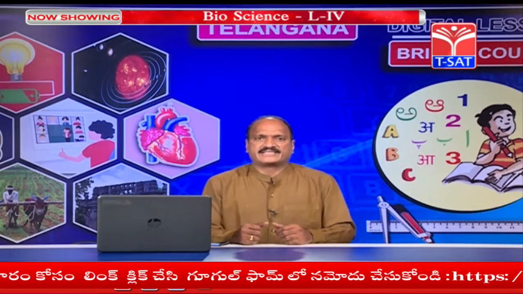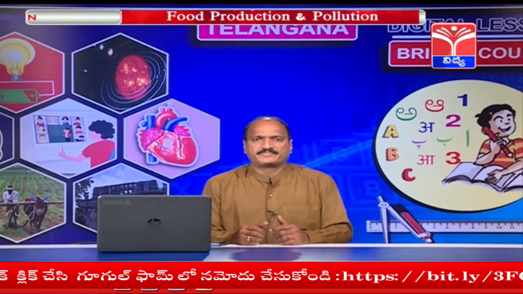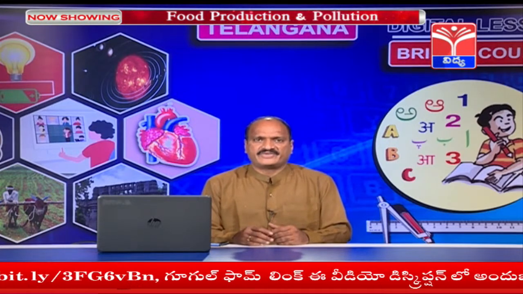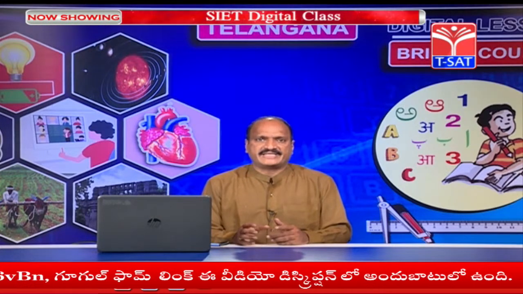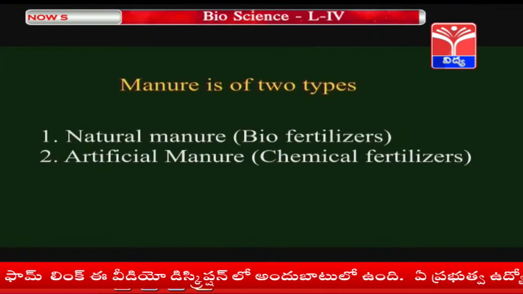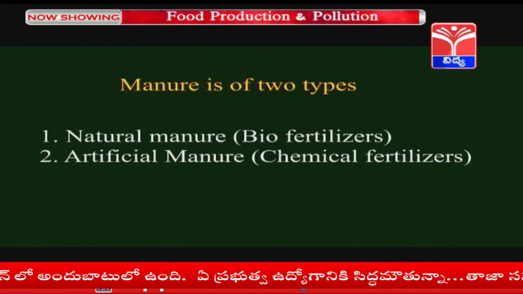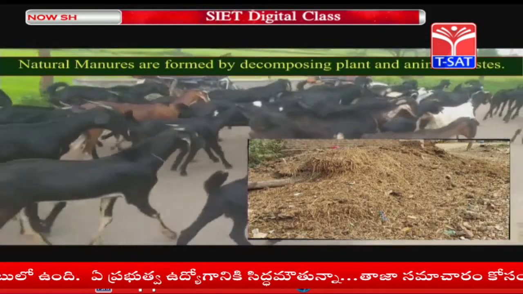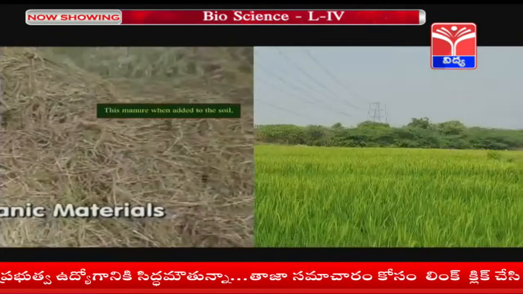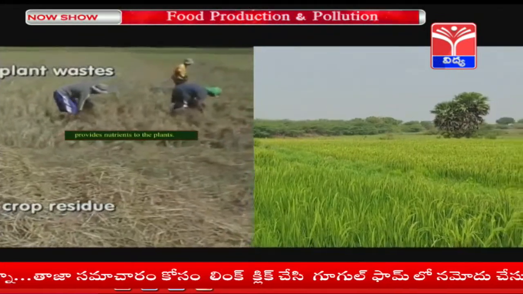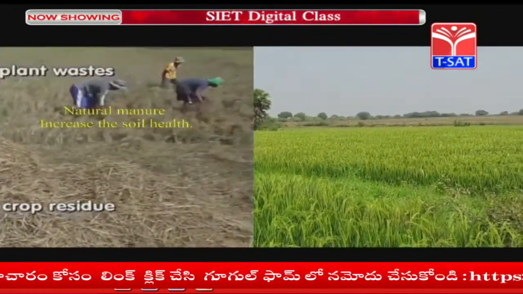In agricultural practices, there are many stages: preparation of the soil, sowing the seeds, transplantation, applying manure, irrigation, crop harvesting and storage of grains. Manure is of two types: natural manure or biofertilizers, and artificial manure or chemical fertilizers. Natural manures are formed by decomposing plant and animal wastes. This manure, when added to the soil, provides nutrients to the plants. Natural manure increases soil health.